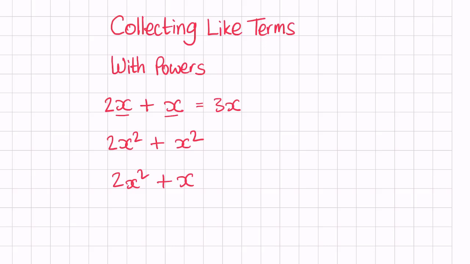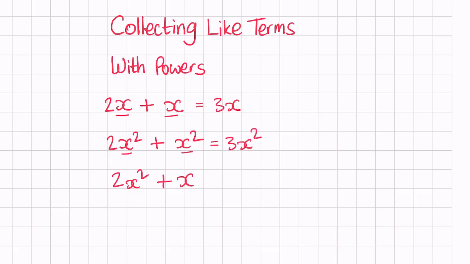On the second example, we have 2x squared plus x squared. They both have x squared, so both terms are the same and they have the same power. So we can go ahead and add 2x squared and x squared together. That will give us 3x squared.